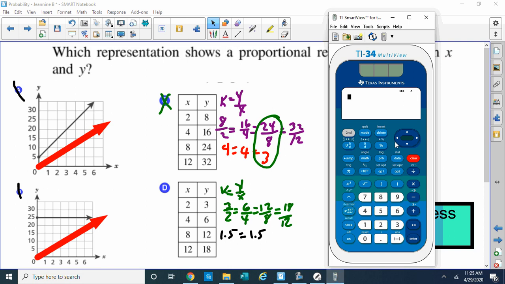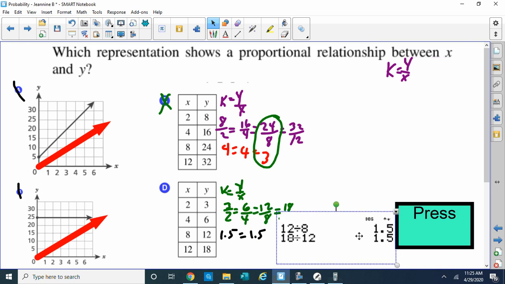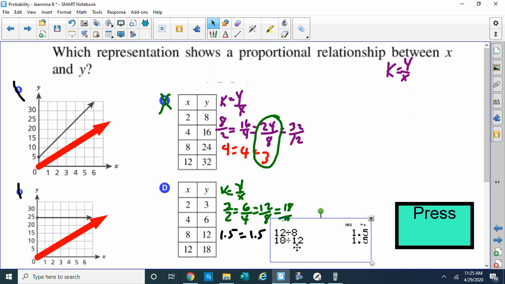So, and nice, I had them there, I see. So 12 divided by 8, that's 1.5. So far, so good. And 18 divided by 12, that's also 1.5. So I'm noticing all of these equal to 1.5 when I reduce them down to their lowest terms, all those fractions down to their lowest terms. So this has got to be the correct answer.